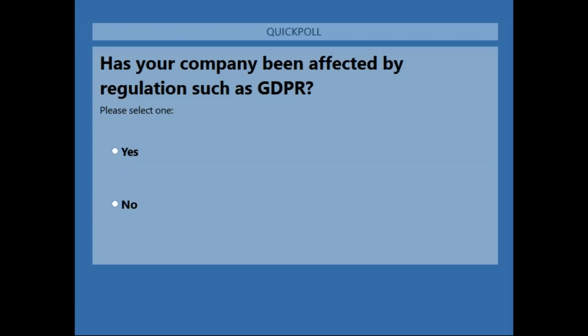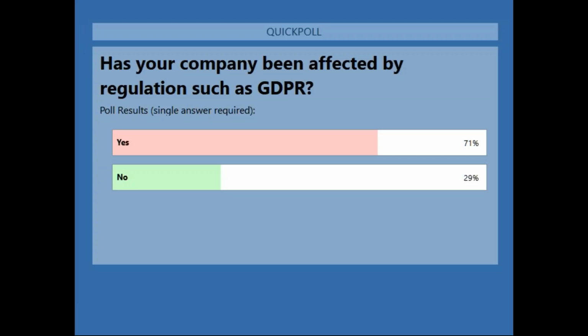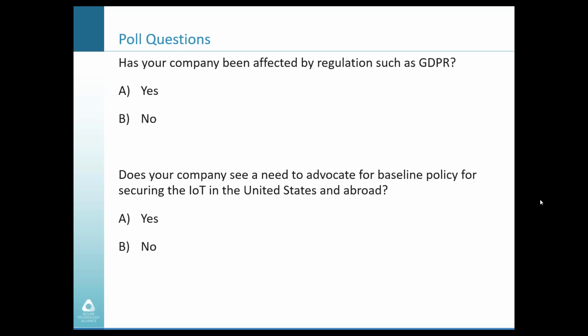So I have two quick poll questions I'd just like to ask. The first one being, has your company been affected by regulations such as GDPR? That's probably the most well-known new regulation that is really affecting quite a few companies, but also I believe within the last week or so, California has passed into law a Consumer Privacy Act that's designed to protect consumer data. So just curious whose companies have been affected. So yes, quite a bit. And then we'll move on to the second poll question.